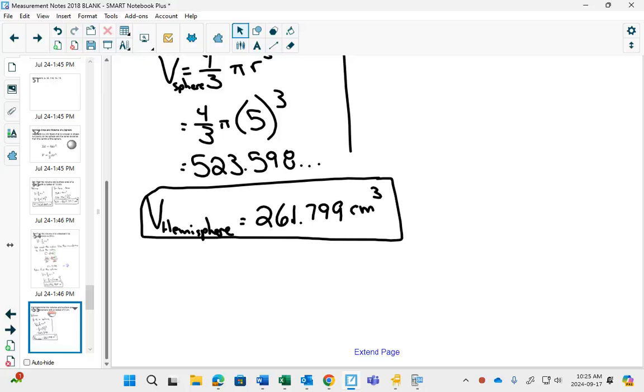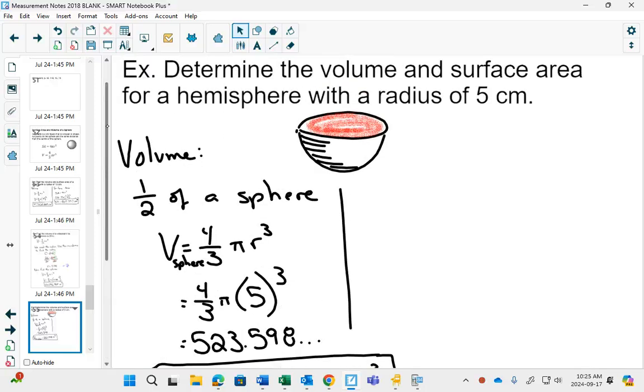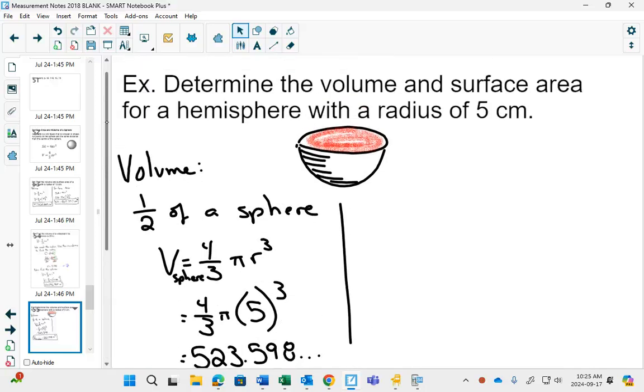Next question, we're going to do the same thing with surface area, or are we going to do something different? Let's do surface area. Let's do our surface area next. Is it going to be exactly the same? Can we just take the surface area of the sphere and cut it in half? How come? What's wrong?